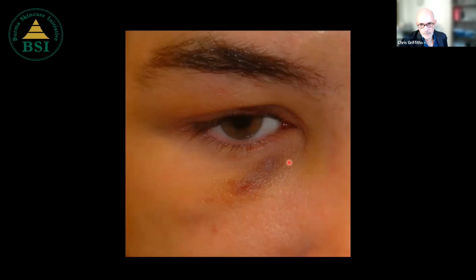Kaposi sarcoma. And the reason this young man is so concerned is that he knows that this is what the diagnosis is going to be, and he knows that this means that he's HIV positive, and that's exactly what the diagnosis was. Kaposi sarcoma is poorly named. Actually, it's not a sarcoma; it's just a vascular proliferation. So the lesions themselves are not cancer or malignant.